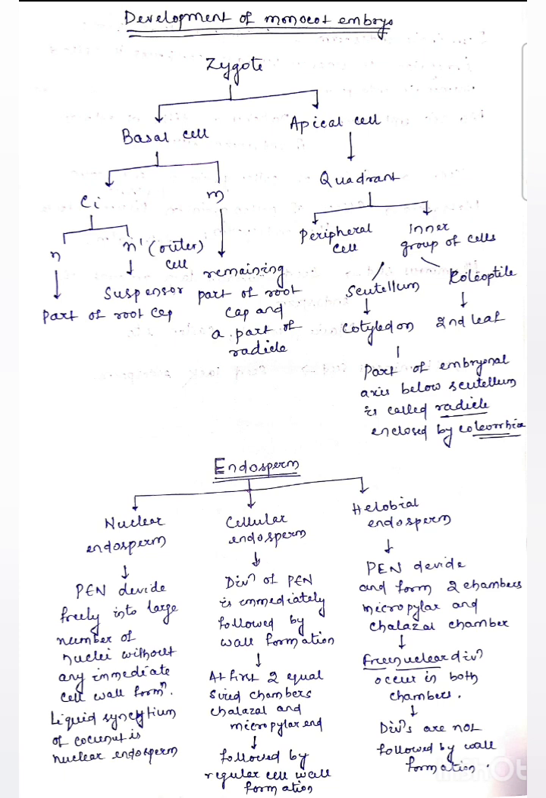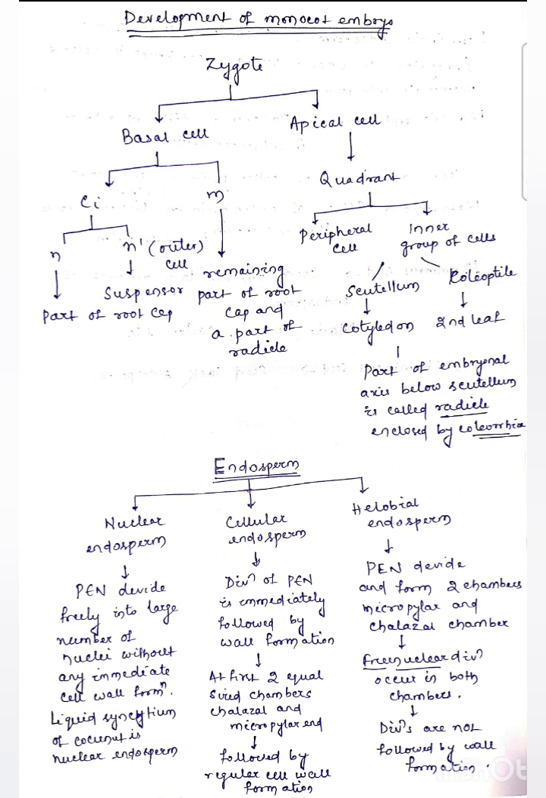Then the apical cell divides to form a quadrant embryo. The quadrant embryo has a peripheral cell and an inner cell. That inner group divides to form the scutellum and coleoptile. Scutellum is the cotyledon. Actually monocots have one cotyledon. At first one cotyledon is developed, and the coleoptile is the second leaf. The part of the embryonal axis below the scutellum is called the radicle, enclosed by the coleorhiza. So it is basically a brief summary of very short points of development of zygote to embryo. Then endosperm, which is developed from the primary endosperm nucleus.